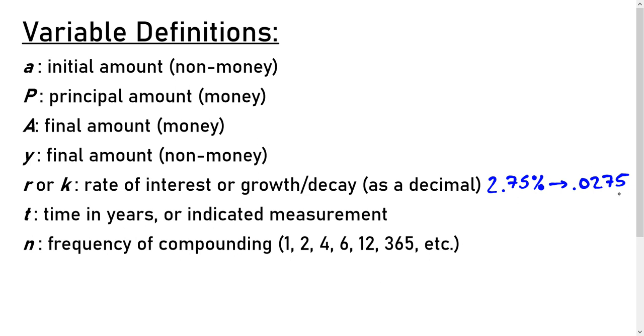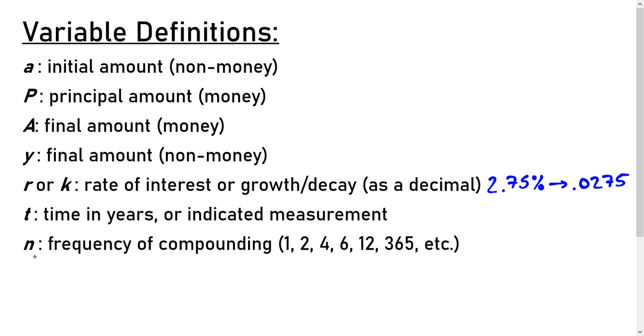Please make sure that you're being careful with that, because if you forget to move it over 2 decimal places, then you just said you have like 20.75% interest, which is substantially different than 2.75% interest. Okay. T, generally speaking, is time in years, unless otherwise indicated. If it's indicated that time is being measured in months or decades or centuries or weeks, fine, but years is the default unless it's otherwise indicated.